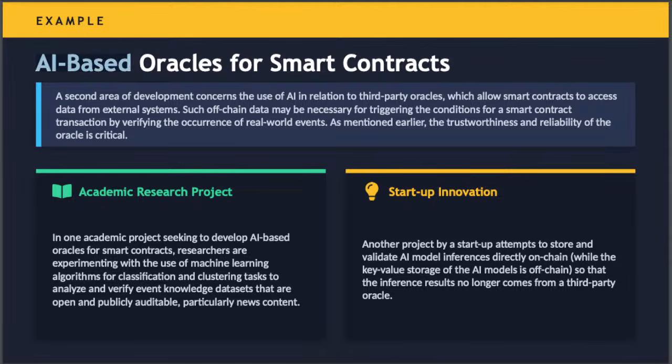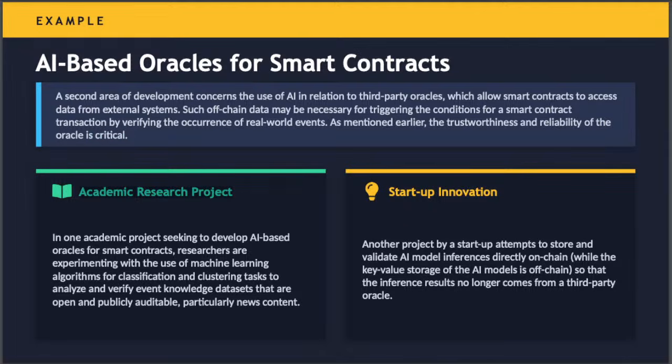Now let's look at these AI-based oracles for smart contracts. Remember, this is one of the things that need to be trusted. A second area of development concerns the use of AI in relation to third-party oracles, which allow smart contracts to access data from external systems and entities. Such off-chain data may be necessary for triggering the conditions for a smart contract transaction by verifying the occurrence of real-world events. As mentioned earlier, the trustworthiness and reliability of the oracle is critical.